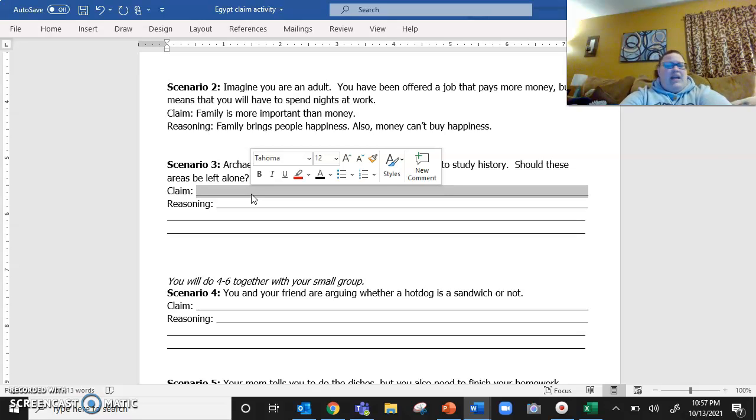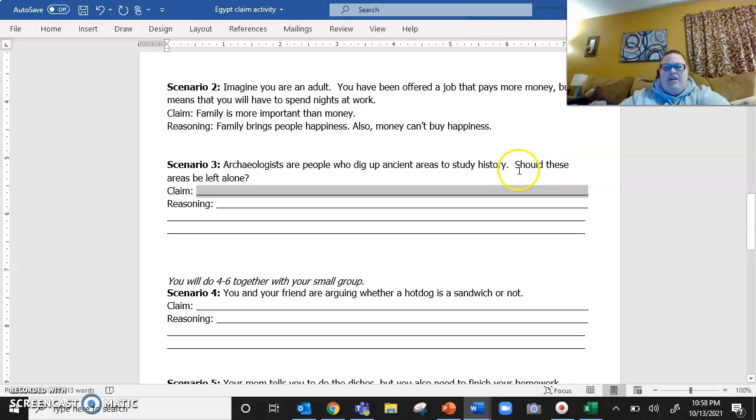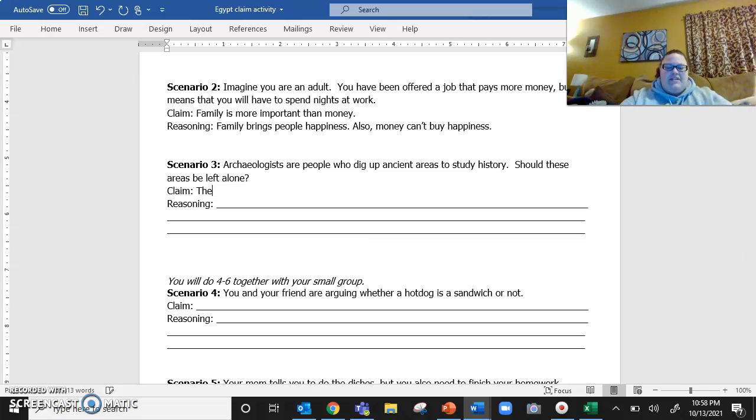But that's way too much to have in my claim. It has "because," it has reasoning in it. We don't want to write all of that. So, what is a short and sweet way that I can answer this question? Should these areas be left alone? Okay, I could say these areas should be left alone. All right, we'll take it.